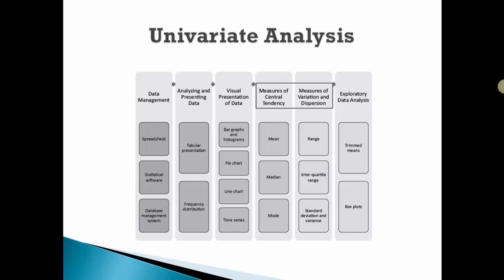And then a summary of what we covered in this chapter. We talked about data management: spreadsheet, statistical software, database management. We talked about analyzing and presenting in tables and also frequency distributions. Visual displays: bar graphs and histograms, pie charts, line, time series. We also talked about the box plots over here. Measures of central tendency: mean, median, and mode. Measures of dispersion and variation: range, interquartile range, standard deviation and variance, and then a little bit on exploratory data analysis, the trimmed means, and also the box plots.